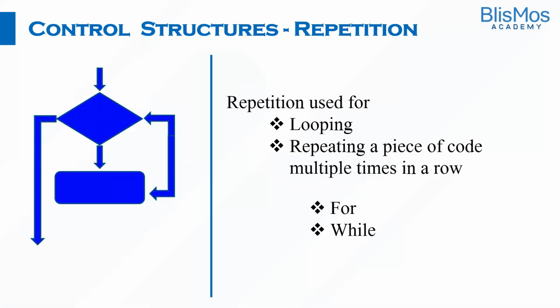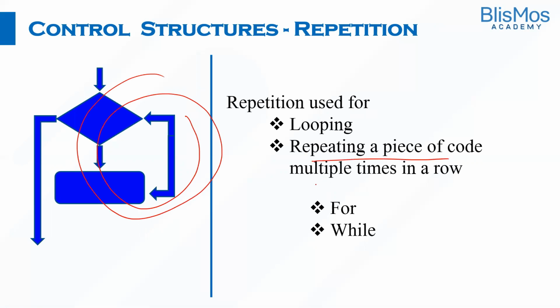The next one is repetition. What happens in the repetition is, until and unless some condition is met, we need to iterate through the code. We have to repeat a piece of code multiple times until a particular condition is true or sometimes false as well. Some of the control structures in repetition are for and while. Wonderful. We understood control structures at a high level: sequential, selection, and repetition.